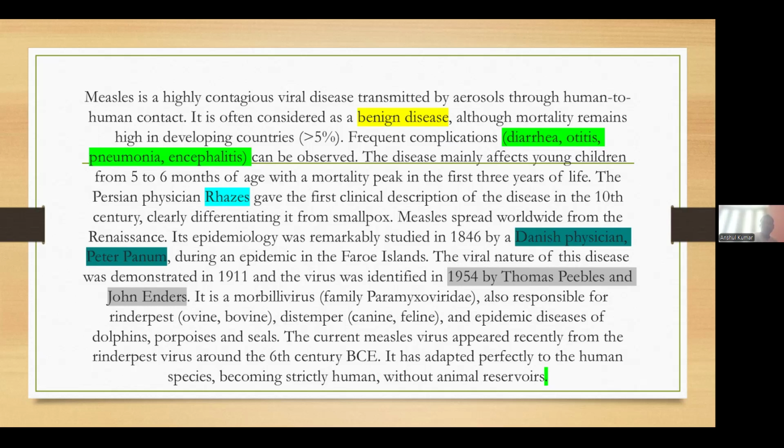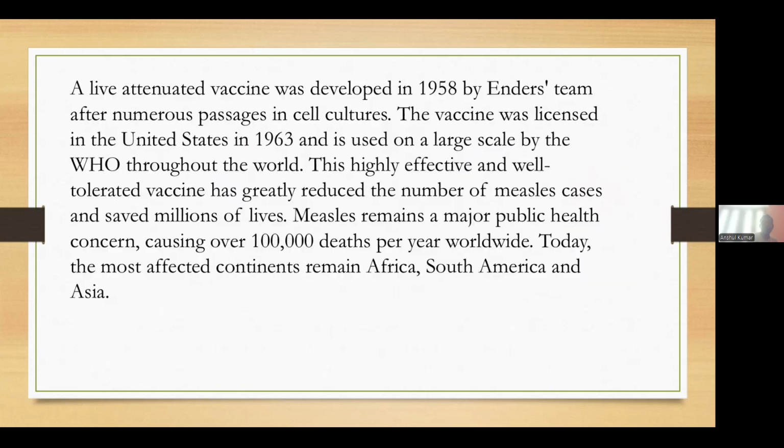So it is a morbillivirus, family Paramyxoviridae, also responsible for rinderpest, distemper, and epidemic disease of the dolphins, porpoises, and seals. The current measles virus appeared recently from the rinderpest virus from the 6th century BC. So these are some of the important historical aspects of the measles virus.